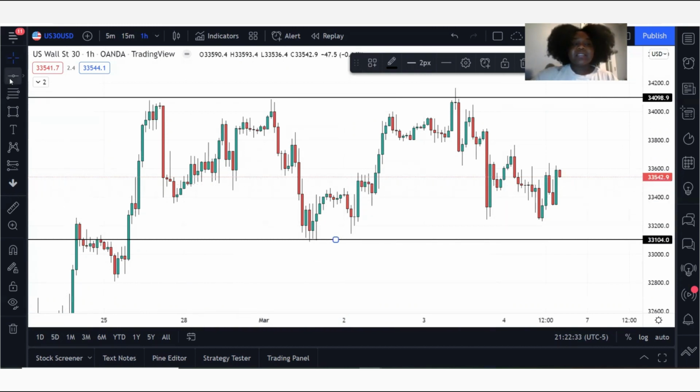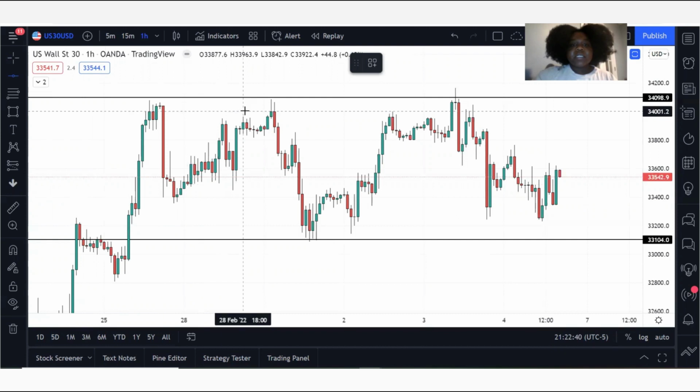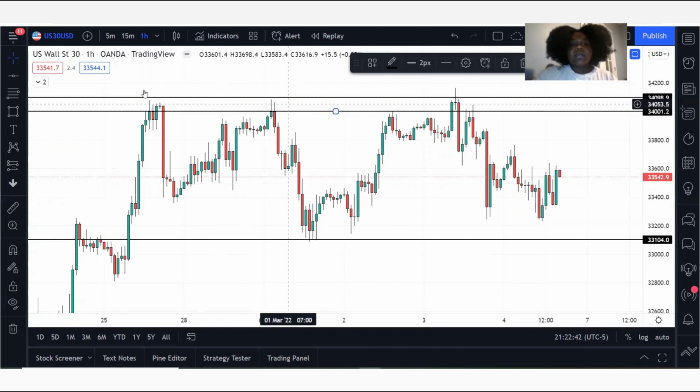Now, one thing about resistance and support is that it's not just one solid line, it's kind of like a zone. So technically you would draw two lines.